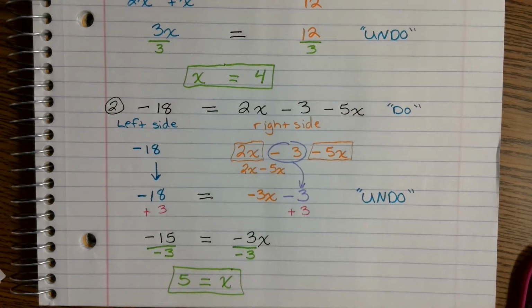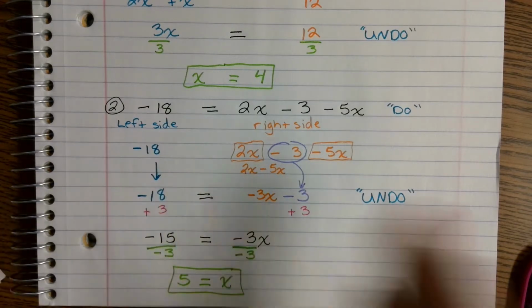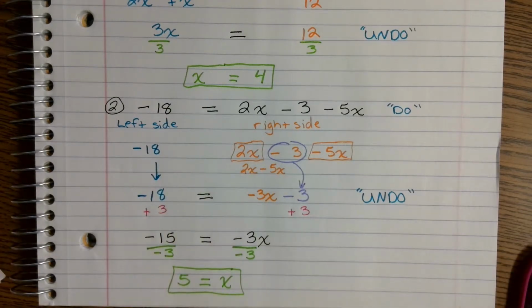I have an answer. It's wherever the variable is. Okay, so sometimes the variable's on the left, sometimes it's on the right. It's not going to be in the middle. The equal sign's always in the middle.